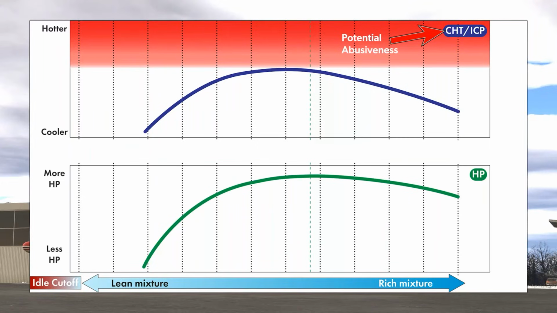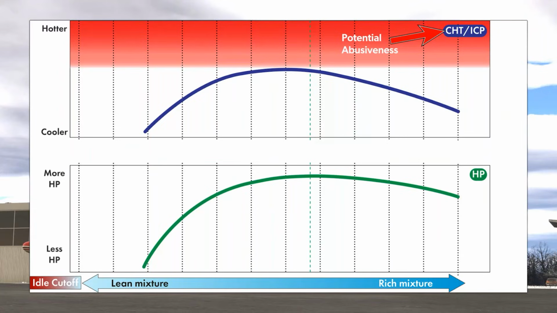The other side of this is ICP, or intracylinder pressure. This is not something that we measure, that we can see on the engine monitor, for example, but it turns out that CHT is a really close proxy for ICP. These curves look pretty much the same. So what we've done to simplify it from the pilot perspective here is merged and abstracted them into a potential abusiveness curve that you see here.